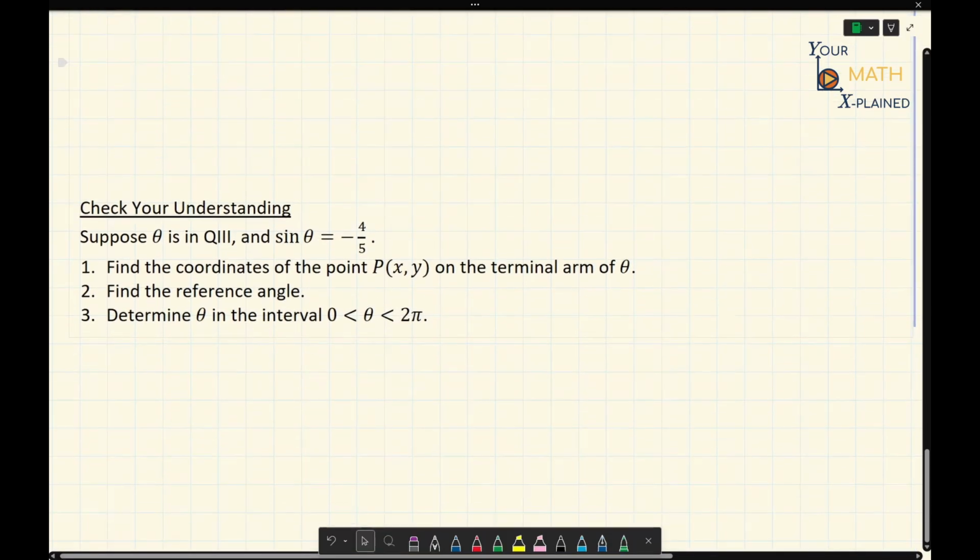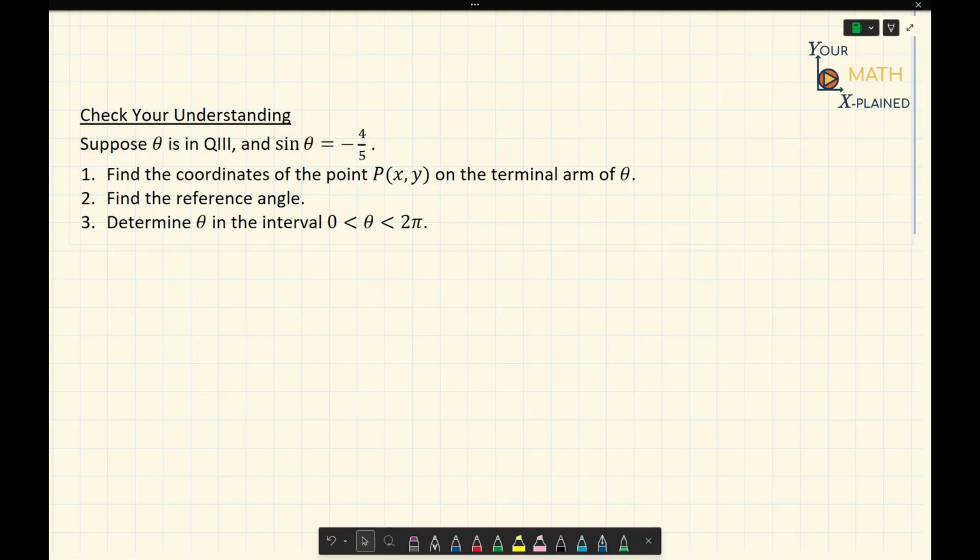And now it is your turn to give this a try. Can you find the answers to these 3 parts of this problem here? Make sure to leave your answer in the comments below and let us know if you'd like to see more content on angles and standard position in the future.